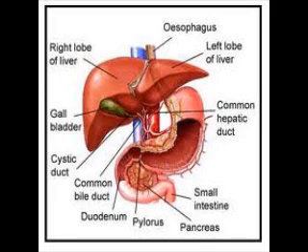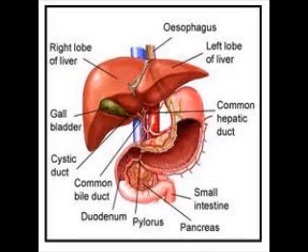Bacteria can collect around the stones in the biliary system. Severe bacterial invasion can lead to life-threatening suppurative cholangitis when symptoms are not recognized quickly and pus accumulates in the ductal system.